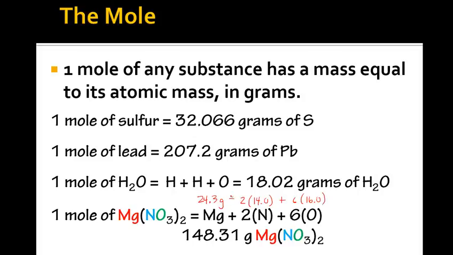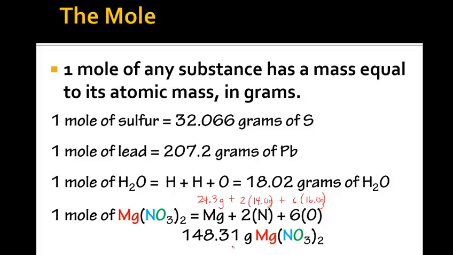So I add all this together. One magnesium is 24. 2 nitrogens that are each worth 14. So that's another 28. And then 6 oxygens that are worth 16 apiece. That's 96 for just the oxygens. And if we add all that up, we get about 148.3.